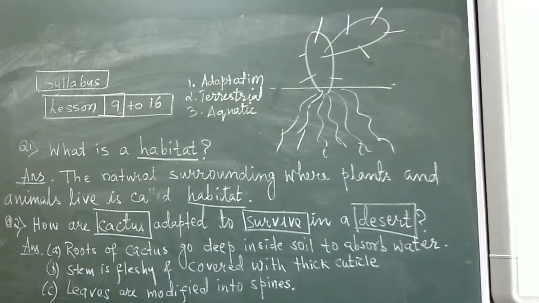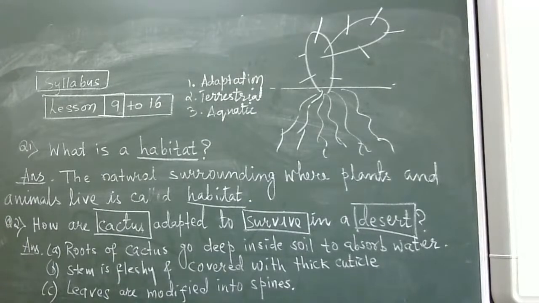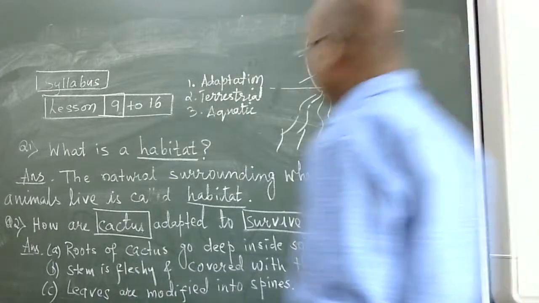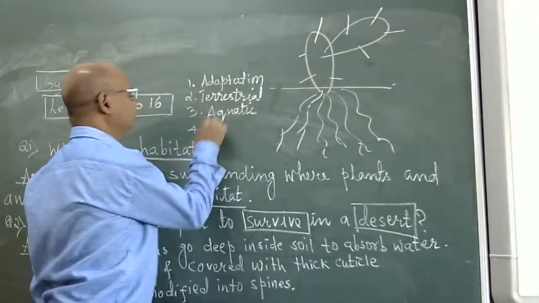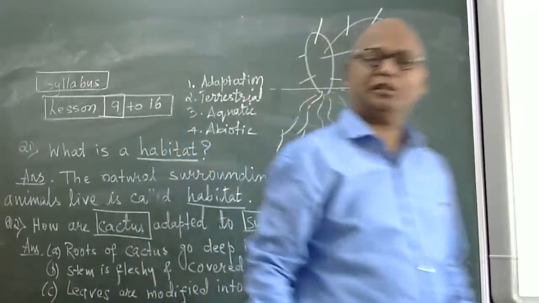Soil, water, and air are abiotic. Biotic and abiotic factors: living things are biotic factors and non-living things are abiotic factors. So soil, water, and air are what kind of factors? Abiotic factors. Then the next one.